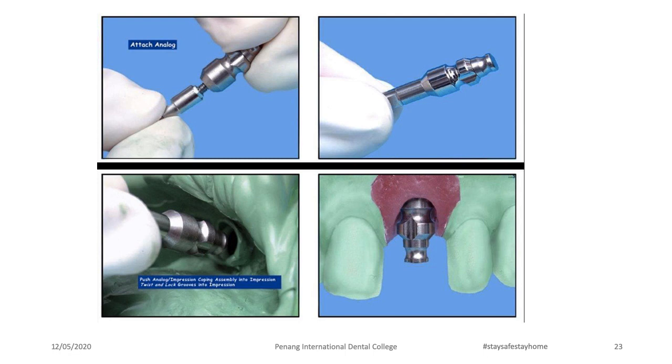Once you have screwed it, you place it back into the impression, as you see in the image on the lower left. You place it back so the analog protrudes out of the impression. Once it protrudes, you ask the technician to pour the cast. This analog gets seated inside the cast, and then you can remove the impression, where the abutment extends out of the dental cast as you see in the lower left image.